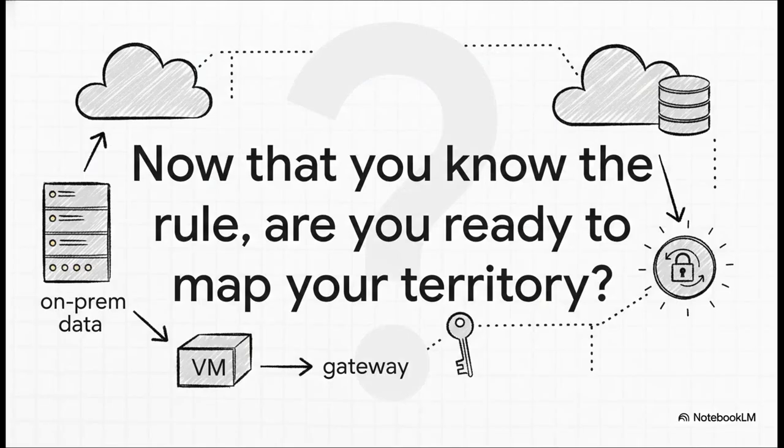And so we come full circle. It all comes back to that one simple rule. On-prem data needs a gateway on a VM. The entire complexity of your migration infrastructure hinges on this. With this principle as your guide, you can now look at your own environment not with confusion, but with clarity. You have the key. So, are you ready to map your territory?